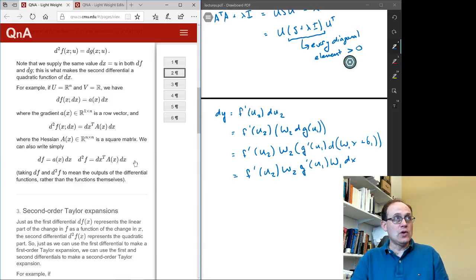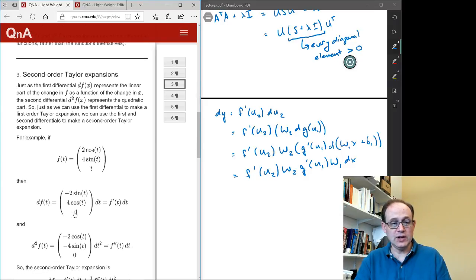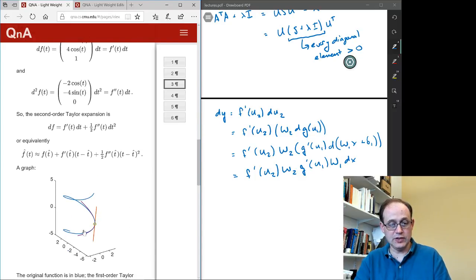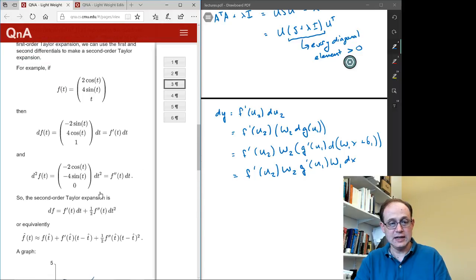All right, so why would you want a second differential? Well, you could use it to make a second order Taylor expansion. Here's an example. You have a function f which has one real input and three real outputs, and it looks like this. This is a helix. The plot's down here, right? It's the blue curve, which is a helix.